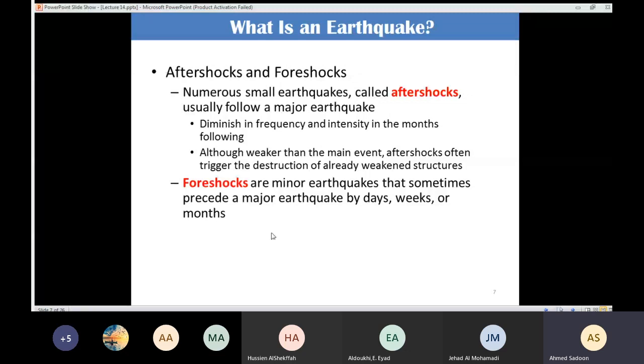And also before the major earthquake, we are going to have a minor earthquake. Sometimes, not all the time. And that is going to precede a major earthquake by days. It could be days or weeks or even months.